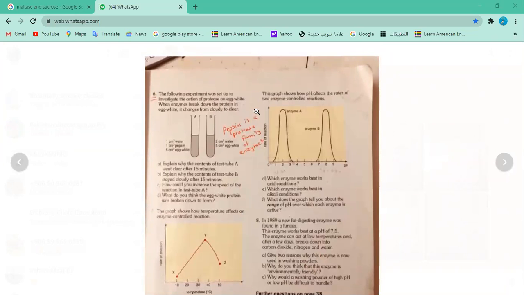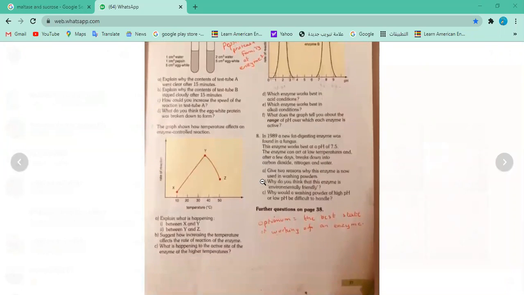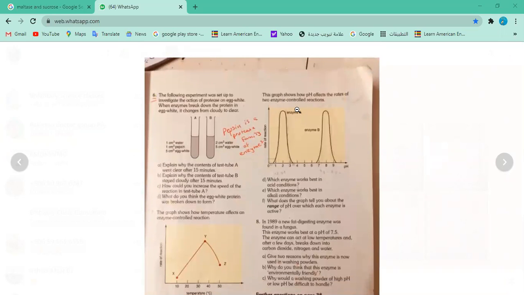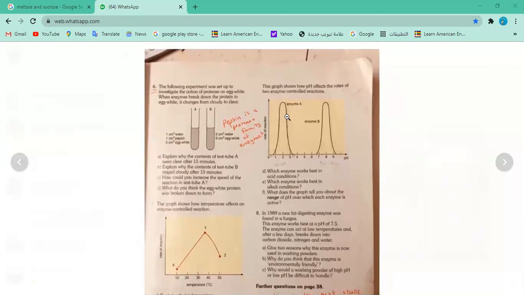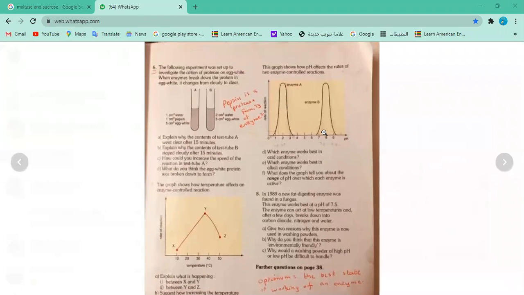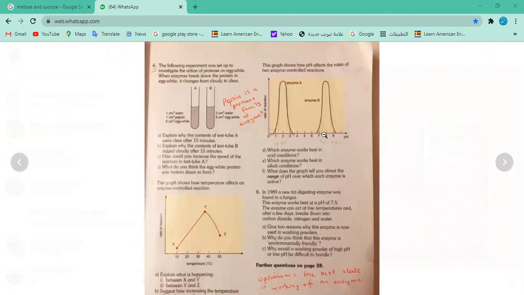Is it D? This graph is showing the pH effect on the rate of two enzyme-controlled reactions. Yes, go ahead, Rafi. Which enzyme works best in acid conditions? So first you look at the graph. What they have given you: rate of reaction, enzyme A, and pH, enzyme B. So what enzyme is working best at acidic condition? A or B? Enzyme A is working best in acidic conditions.